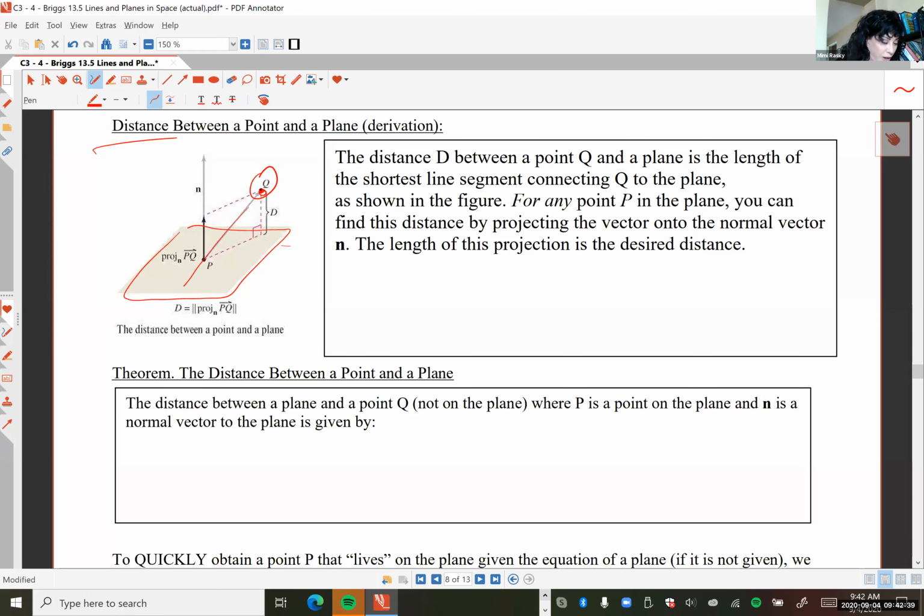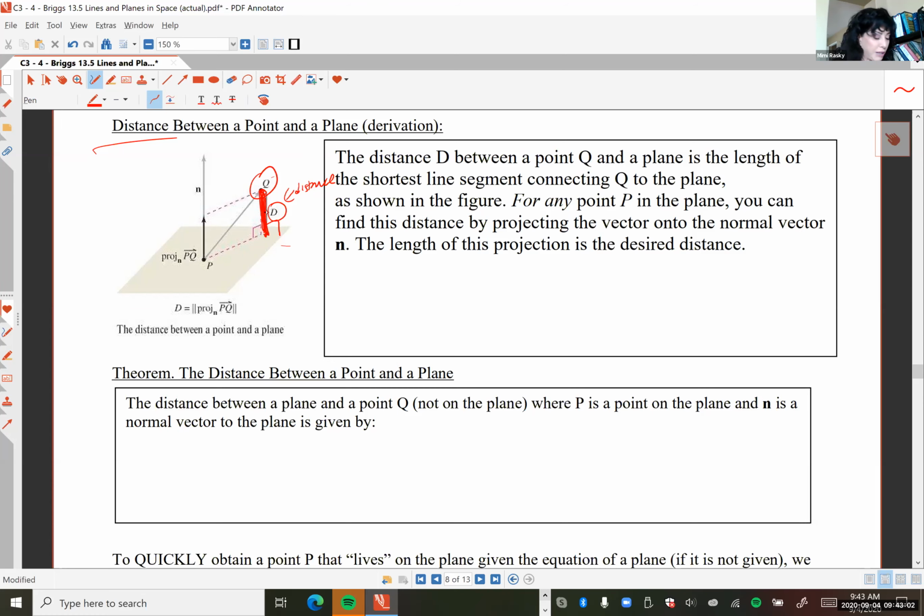Do you see I could draw all kinds of different line segments from my point Q to my point P? I don't care about any of those distances. The longest distance would be infinity. When I drop a perpendicular down to the plane, I want the shortest distance. It's obvious. So what's the length here? How do you even get it?